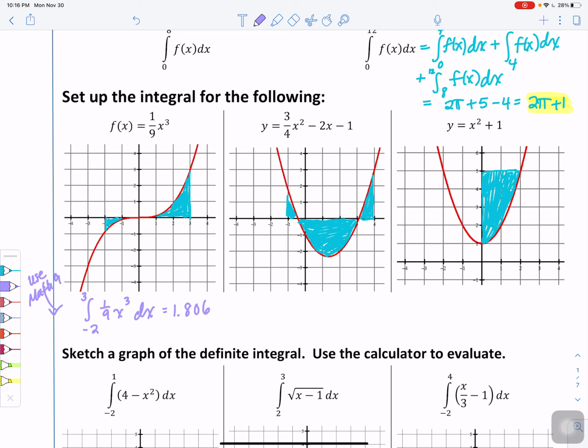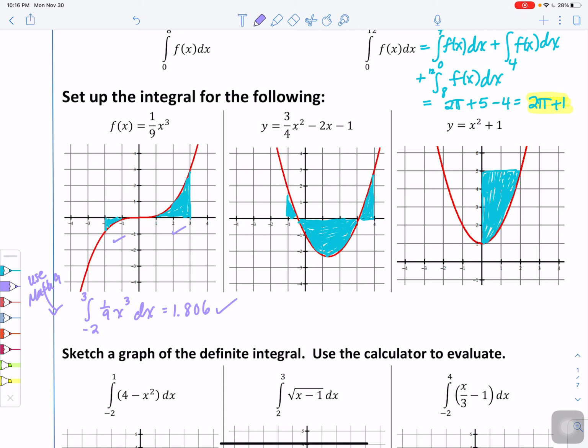Pretty interesting, isn't it? So why would that be 1.806 when you're looking right in here and you can see that that's much bigger than 1.8? Well, it's that positive area minus this area. So any area under the curve that is below the x-axis is negative area. So you probably guessed that this was going to be positive, didn't you? Because there's more positive area here than negative area.